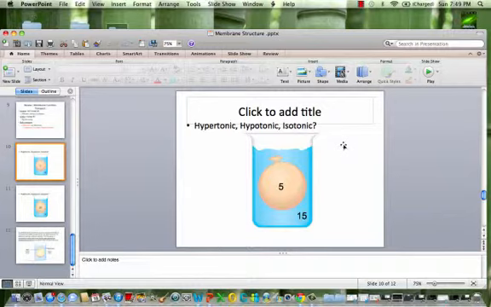All right, so let's move on to our next slide here, and we're going to talk about how solutes and water move through our cells or in and out of our cells. And we first have to talk about the tonicity of a cell.